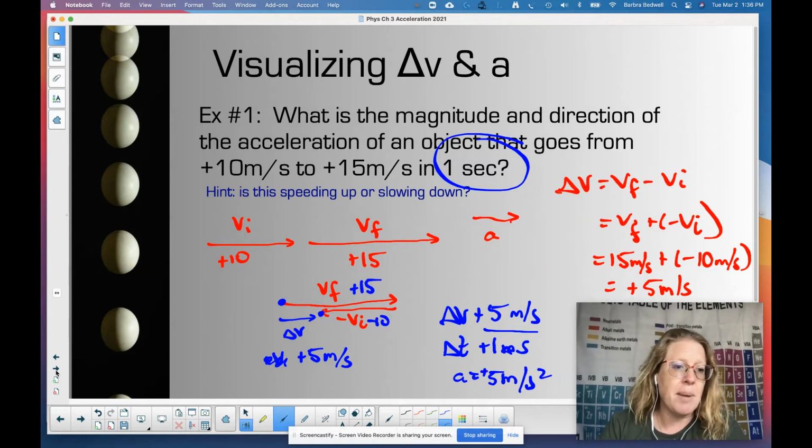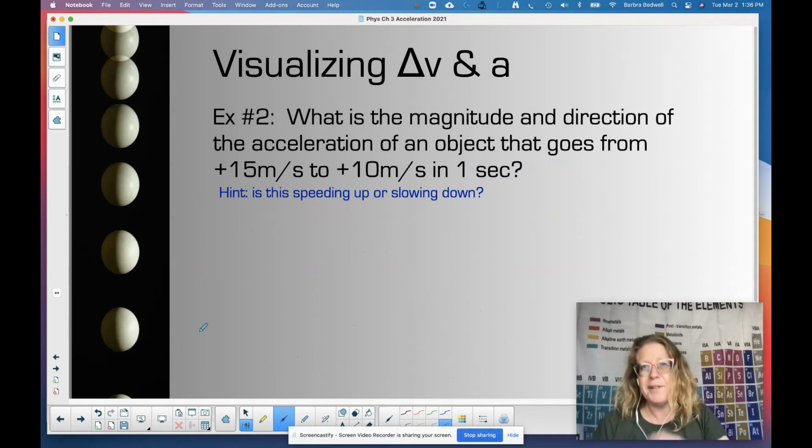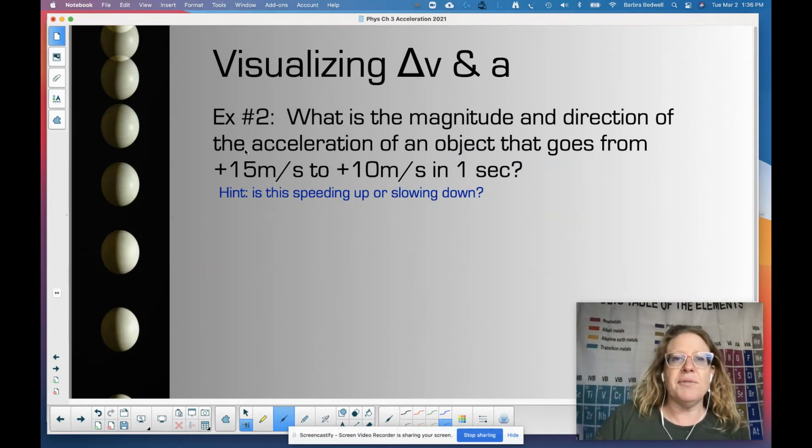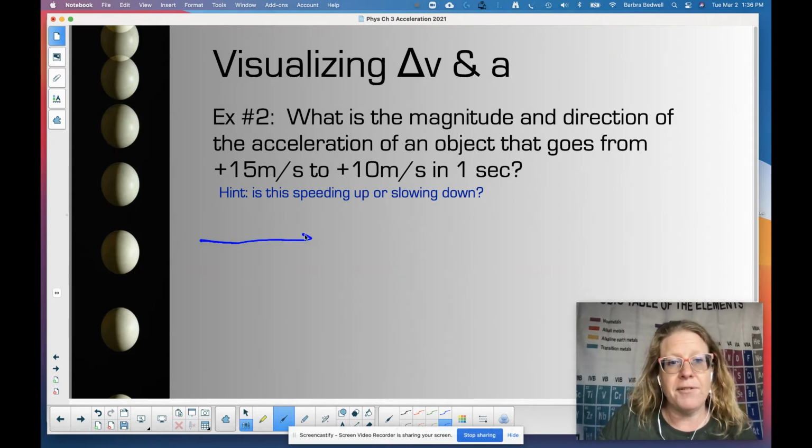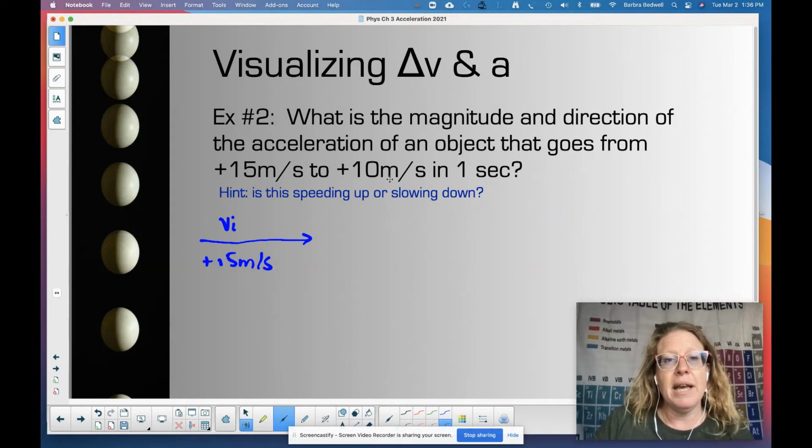Okay, let's take a look at a couple other examples. Again, they start off easier, they get a little bit more complicated. All right, so what about our magnitude and acceleration for an object that goes from 15 meters per second to 10 meters per second? Okay, VI is 15 meters per second, right, starting. And then our VF is plus 10 meters per second.